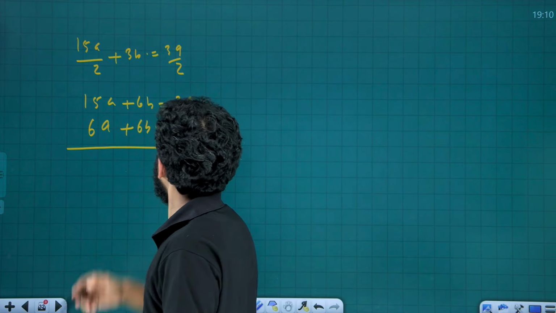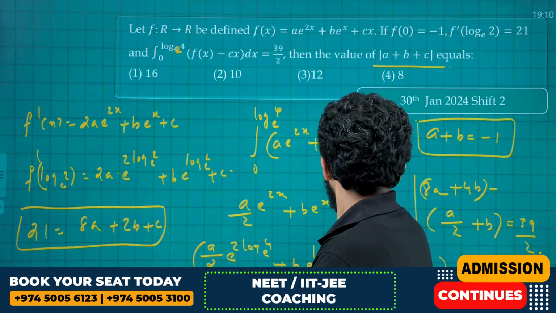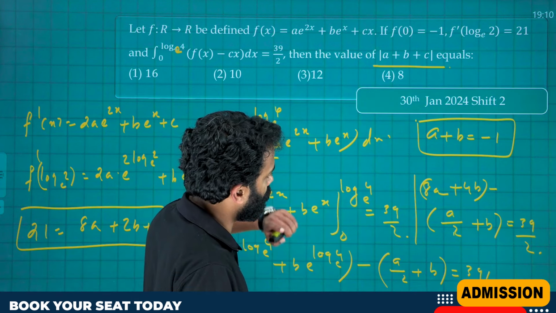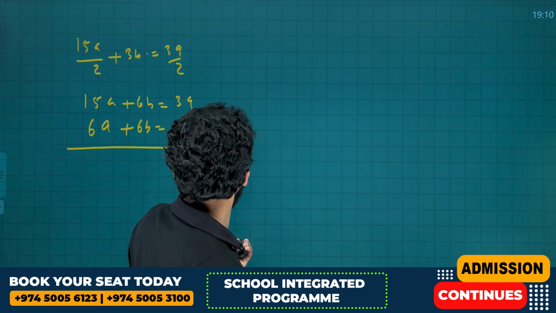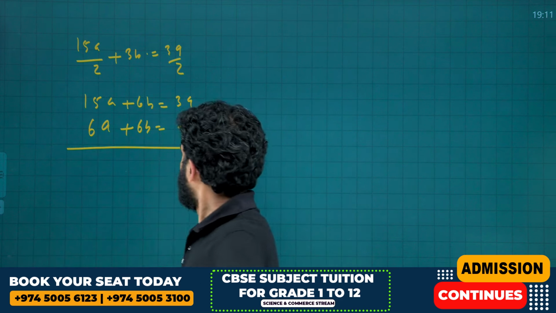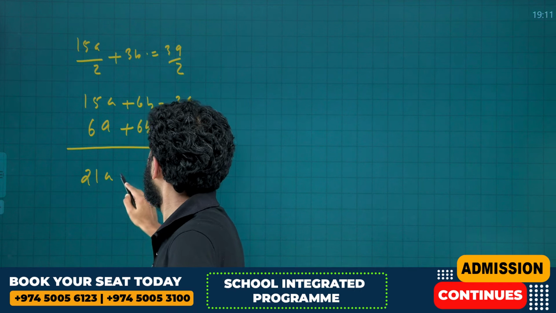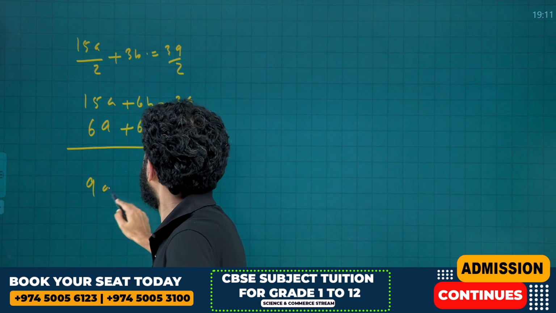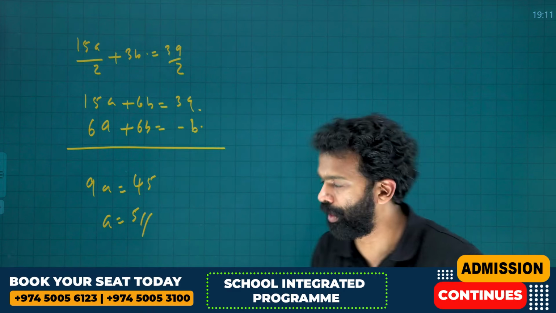Okay. This is 15a plus 6b is equal to 39, right? And this is 6a plus 6b is equal to minus 6. Add, you will get, this is 15 plus this is 6, that is 21a... subtract, sorry, my mistake, subtract, you will get 9a is equal to what? 45. Therefore, a is equal to what? 5. The value of a is 5.